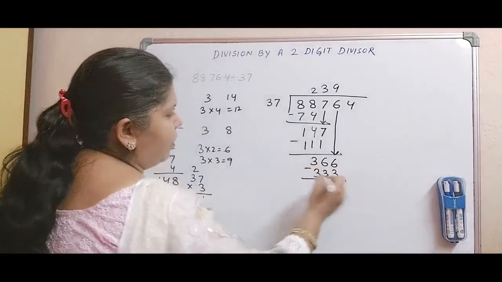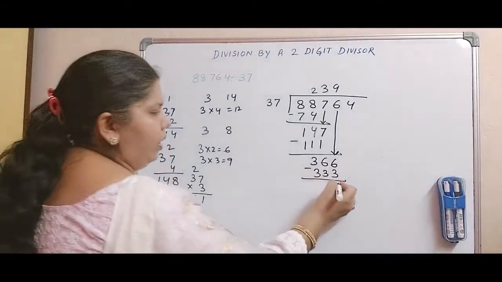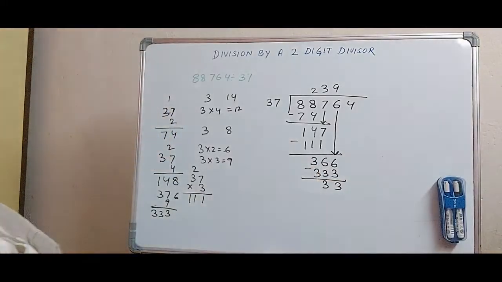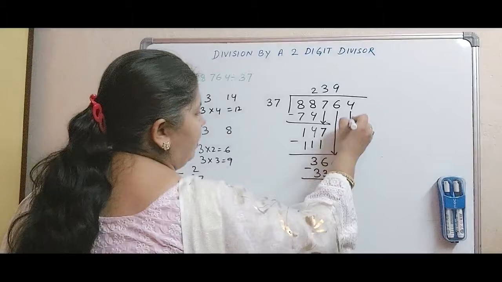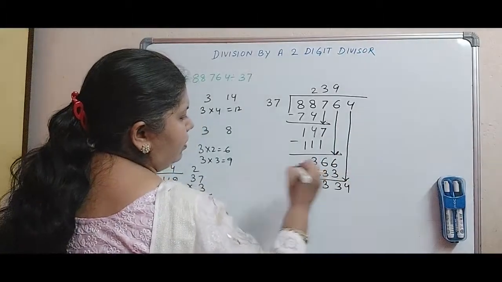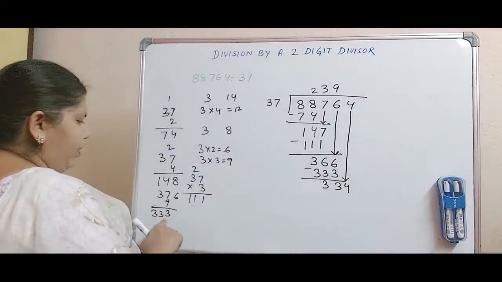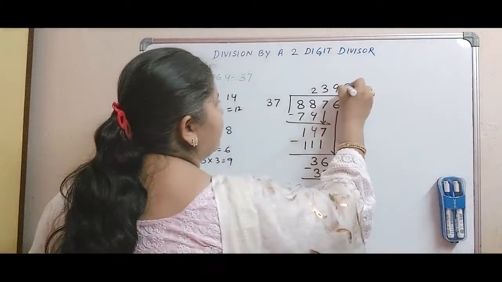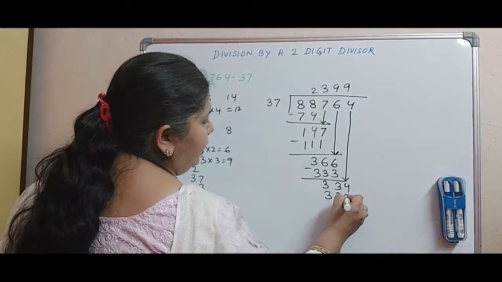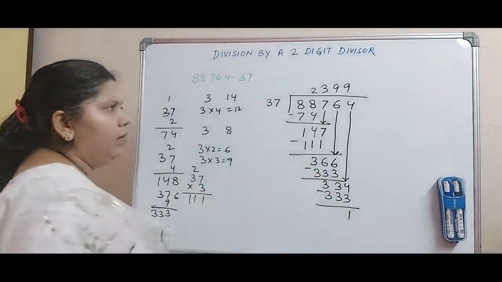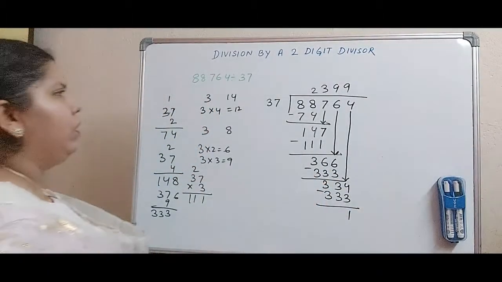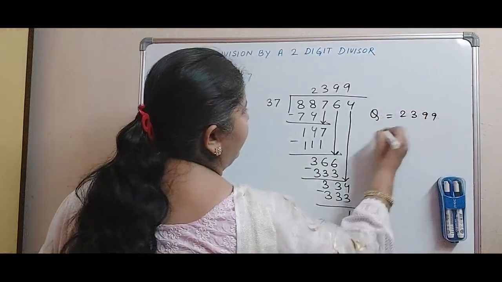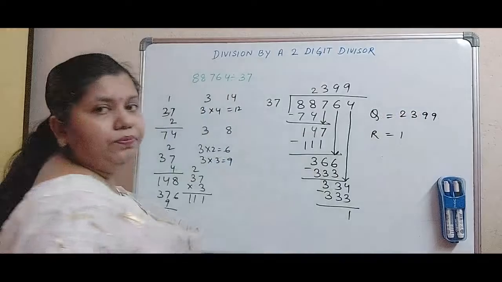After subtraction, what we get is 6 minus 3, it is 3, and 6 minus 3 is 3, so 33. Now the last digit comes down, that is 4. And we can take the same number, that is 9. 37 nines are 333. After subtraction we get 1. So finally we got the quotient as 2399 and the remainder as 1.